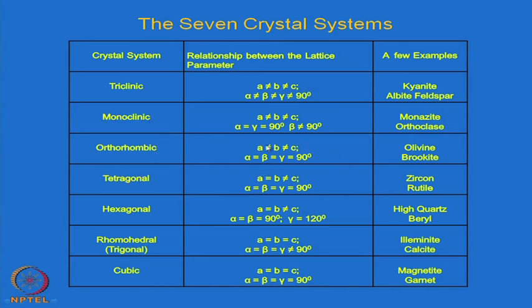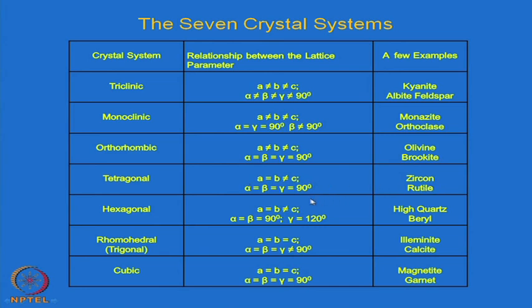Orthorhombic, the relationship is like this, A not equal to B, not equal to C, whereas all the angles are 90 degrees. So, all the angles are 90 degrees, but the axis unit vectors or unit lattice parameters are different. Olivine and brookite are two different silicate minerals which have this kind of structure. Of course, these are only a few examples. There are many different compounds which may have orthorhombic structure or any of these structures or symmetries.